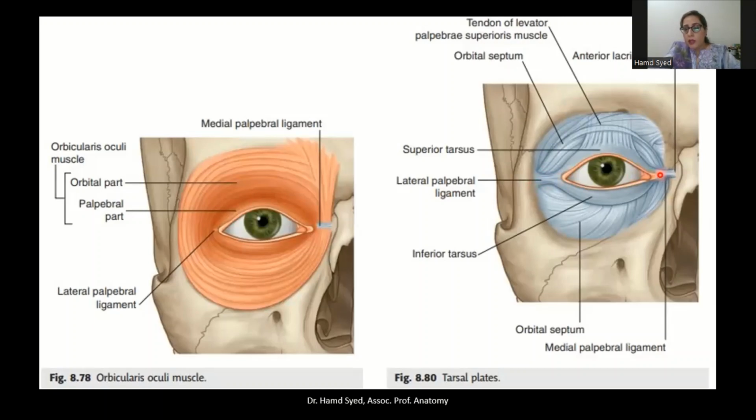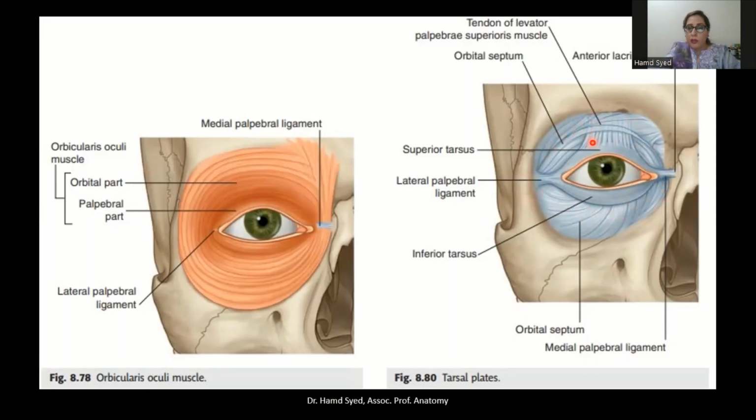And on the medial aspect, you can see the medial palpebral ligament, which fans out from the medial aspect of the palpebral fissure and is attached to the maxillary bone, right? Also, these specializations of orbital septum are the tarsi, the superior tarsus and the inferior tarsus. These are the plates of dense connective tissue present in the margins of the eyelids. And this is the rest of the orbital septum.